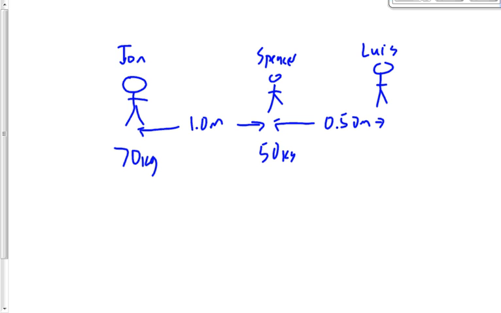Third person to the right, Luis. We're going to make his mass, Luis, what's your mass? We're going to make you 60 kilograms. It's a bit generous. I don't think you're quite 60 kilograms, but that's okay.